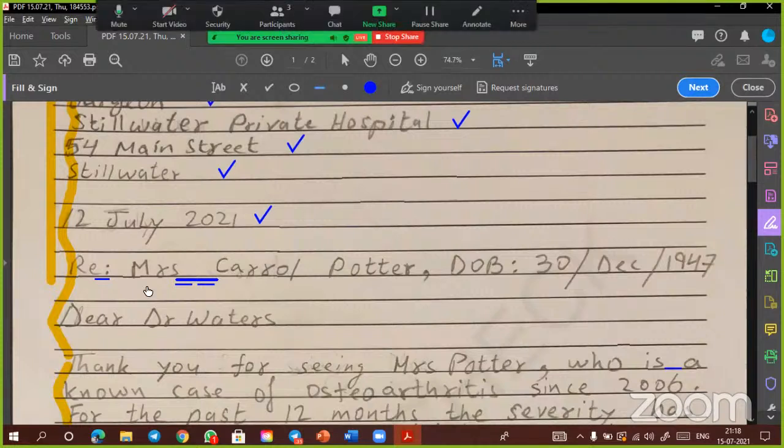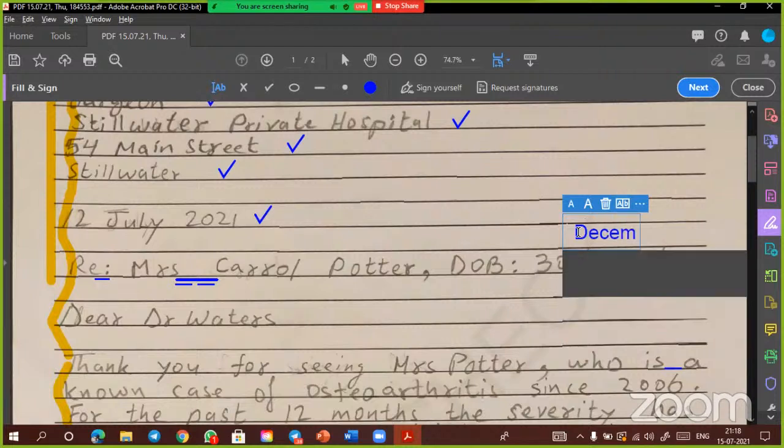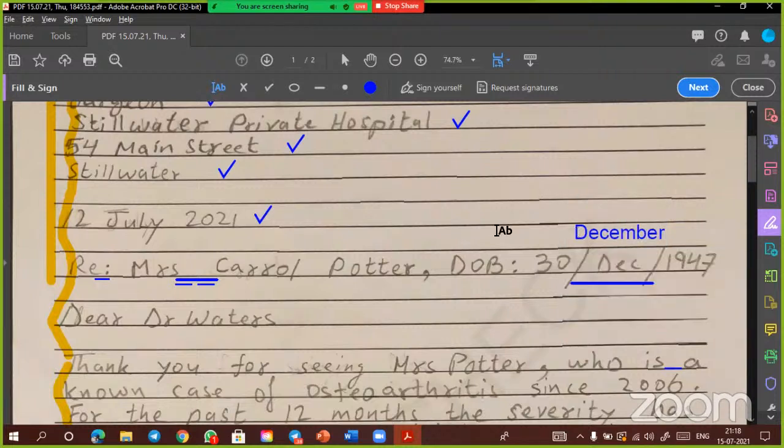Then regarding Mrs. Carol Potter, date of birth 30. So here you are supposed to write 30 December, that is better. So always write the month in words, wherever it is. December 1947. Dear Dr.